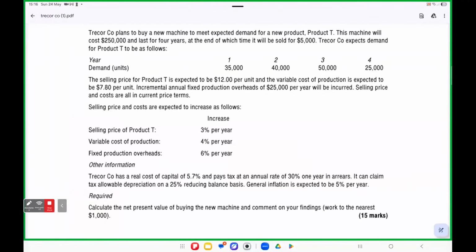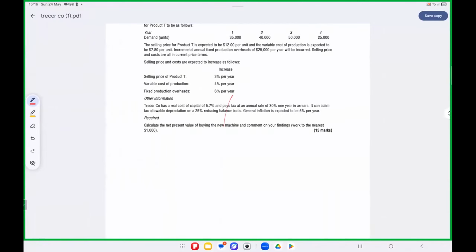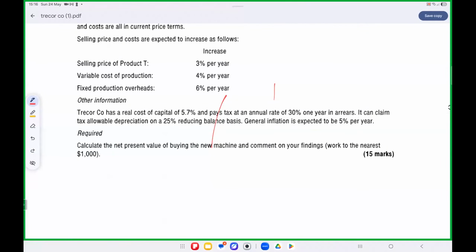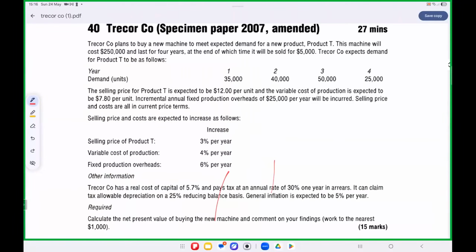This is the question that we're doing here, this question of Tracker Company. So you're told your Tracker Company plans to buy a new machine to meet expected demand for a new product, product T. This machine will cost $250,000 and last for 4 years, at the end of which time it will be sold for $5,000. So of course I can see the initial cost, I can see the scrap value.